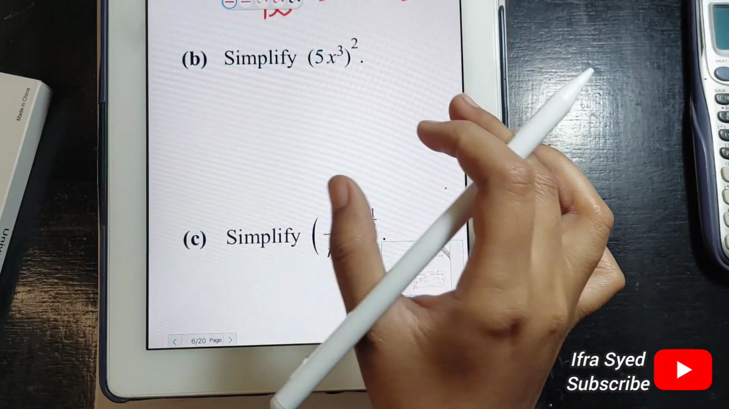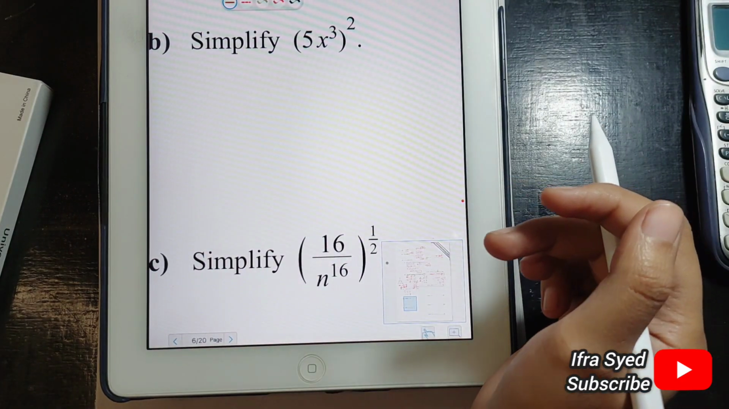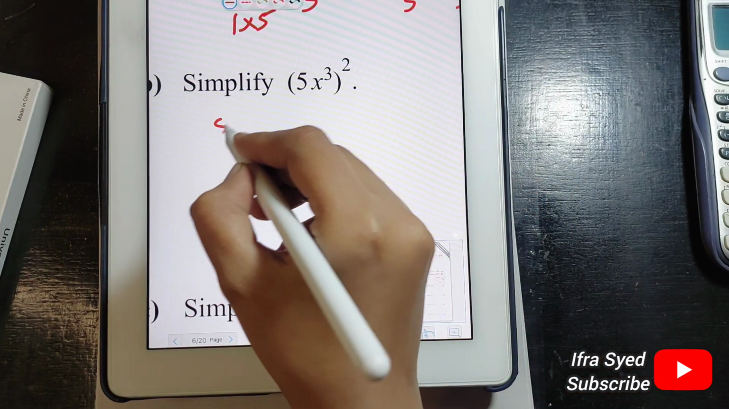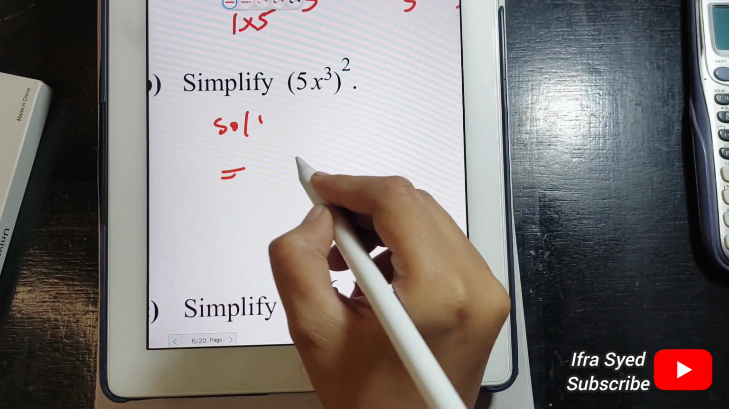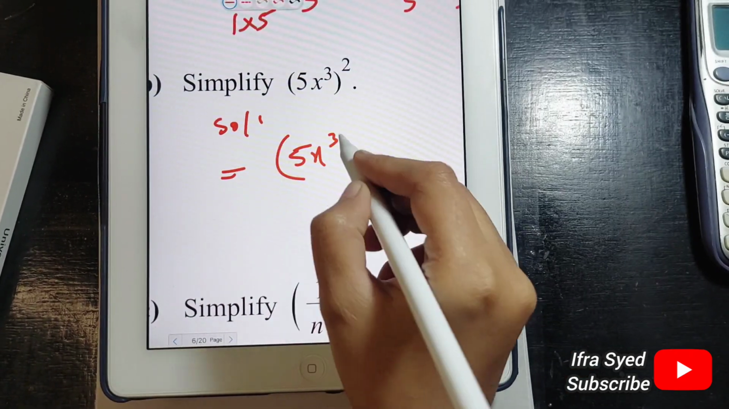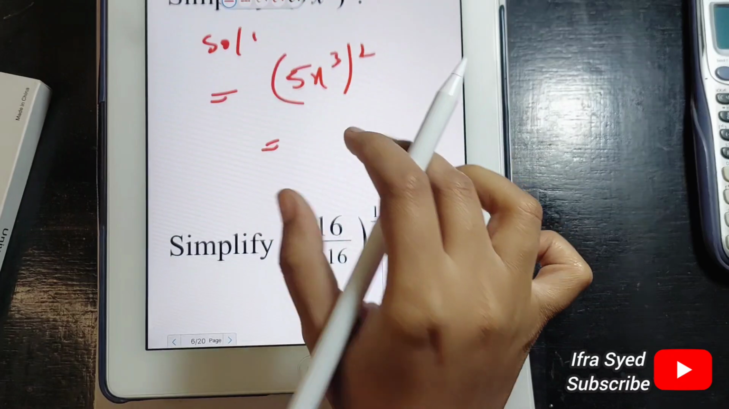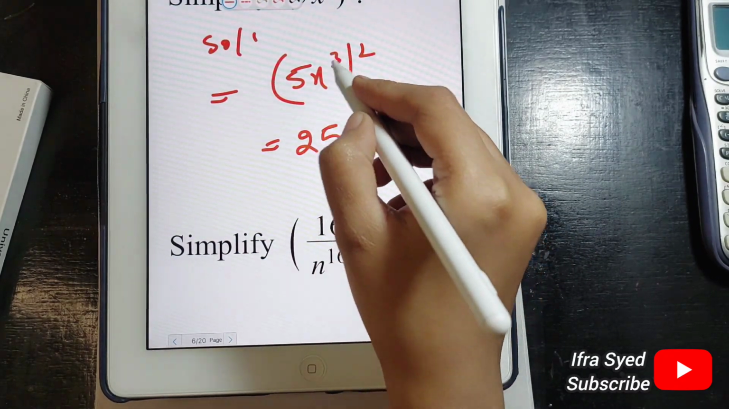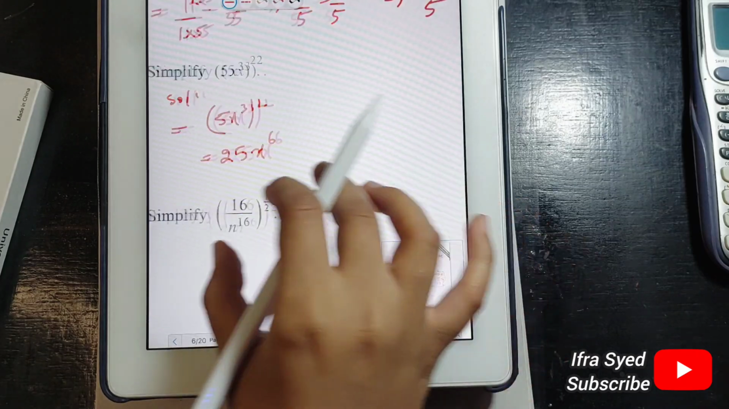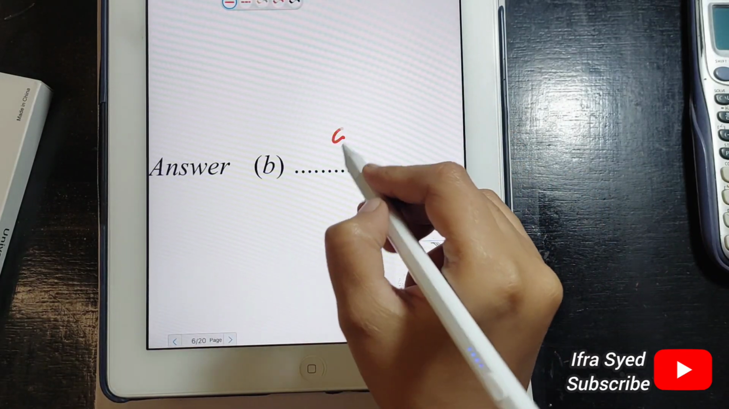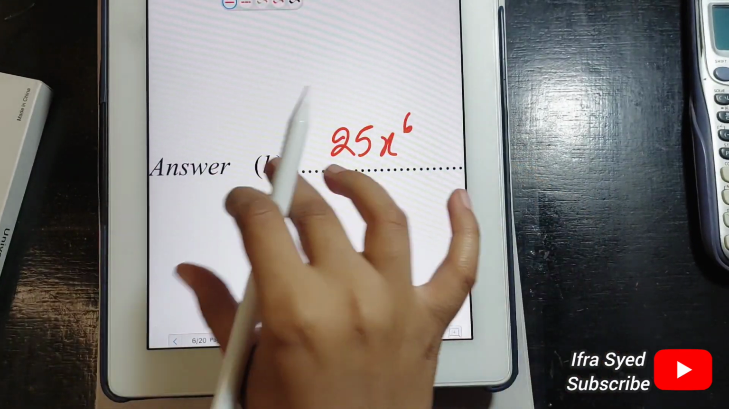Now let's move to its next part, and in the next part it is given to simplify (5x cube) whole square. So the given question is (5x cube) whole square. So the square of 5 is equal to 25 and 3 into 2 is equal to 6. So this is our answer, 25x power 6.